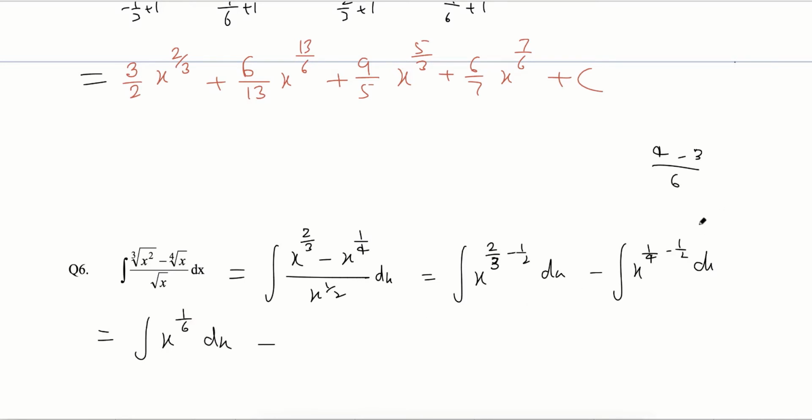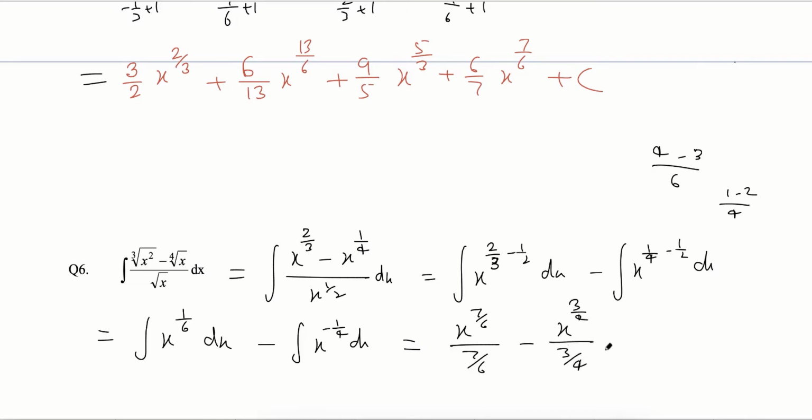This will be LCM 4. I think minus 1 by 4 will come. So 4 LCM, 1 minus 2, minus 1 by 4. The integration of x power minus 1 by 4 dx. Further, x power 1 by 6 will be 1 by 6 plus 1, means x power 7 by 6, correct? Divided by 7 by 6. Minus 1 minus 1 by 4 will become 3 by 4. So x power 3 by 4 divided by 3 by 4 plus c.